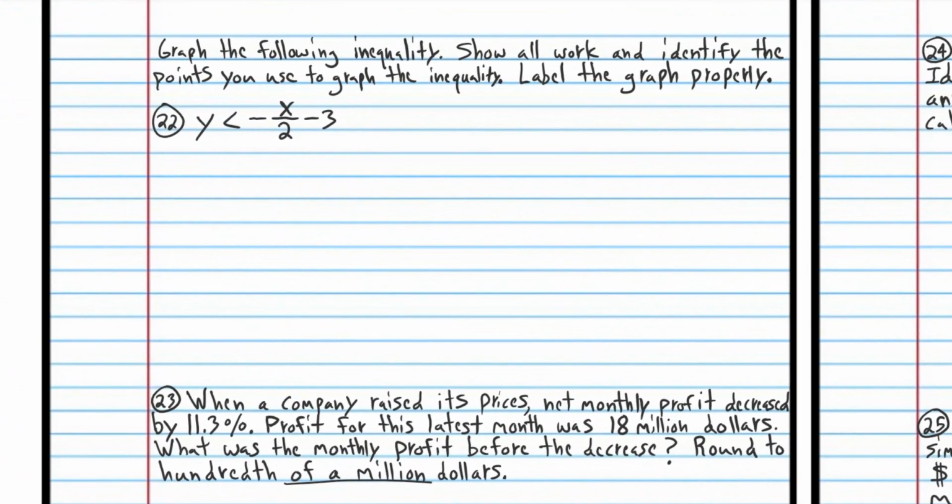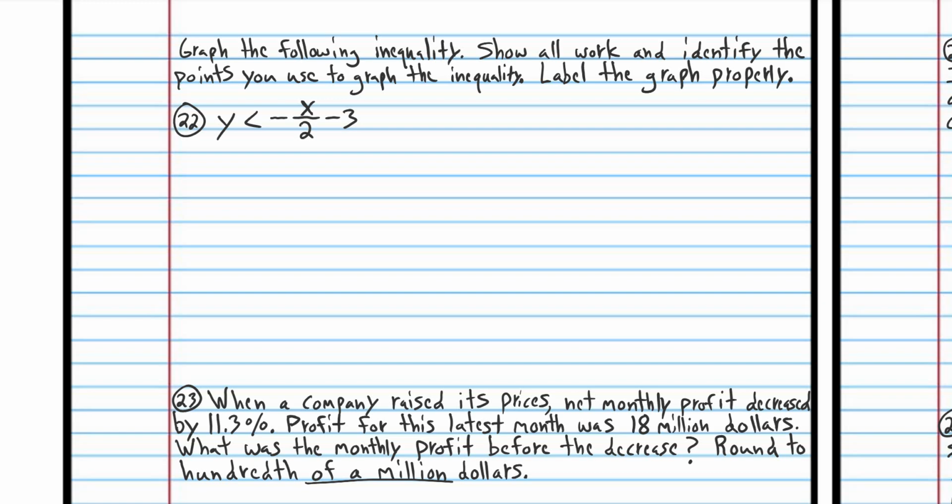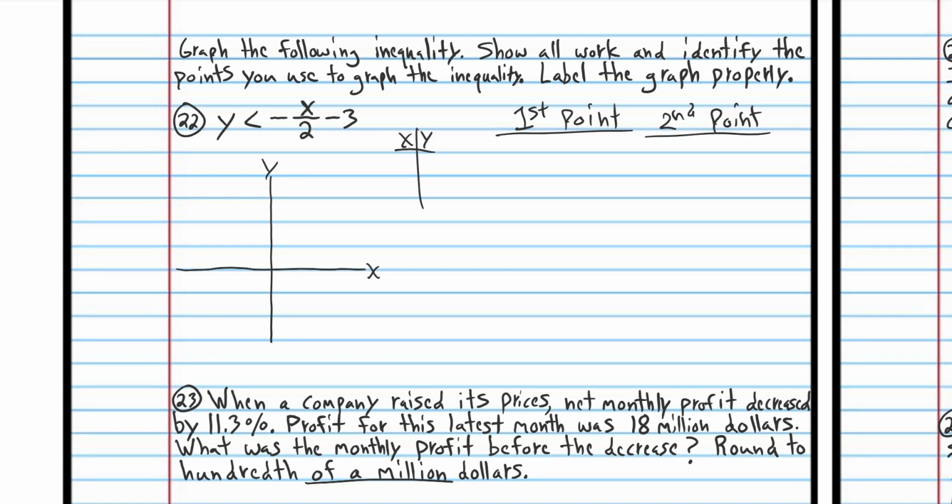On to number 22, graph the following inequality, show all work. This is the same problem, it's just an inequality. Again, we're just going to graph 2 points and connect the dots. So I'm going to let x equal 0. Now we have y, and I'm just going to change the inequality to an equal sign. Because again, we're just trying to find those points. We don't really care about greater than or equal to.